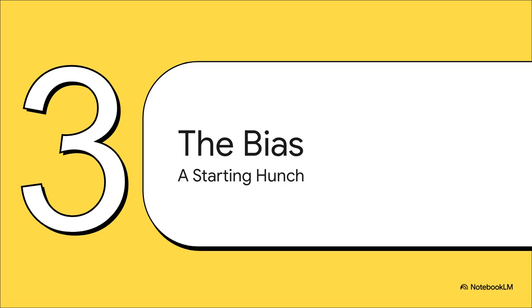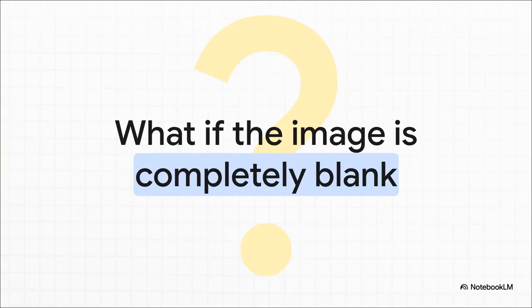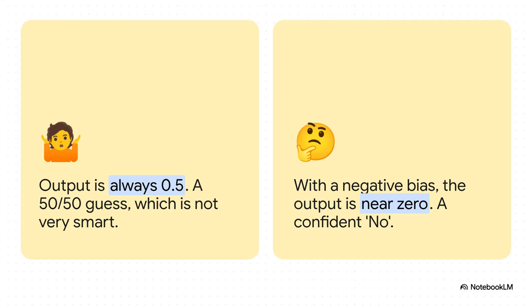So we've got our inputs, we've got our importance dials or weights, but there's one more really critical piece of the puzzle we need to talk about. It's called the bias. The best way to think about it is as a sort of starting hunch, a default setting for the machine. And to see why this is so critical, just ask yourself this. What happens if we show our perceptron a completely blank image? I mean, nothing there. All 784 of its inputs would be 0. Without some kind of starting hunch, what's it supposed to do? This is where you really see the difference.